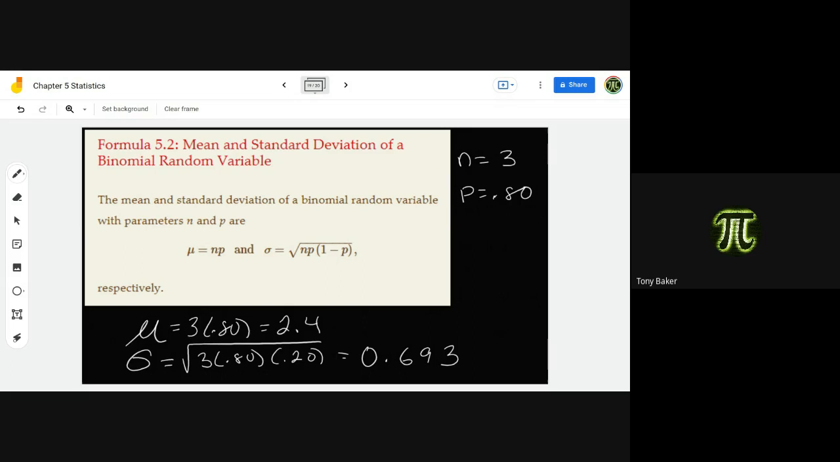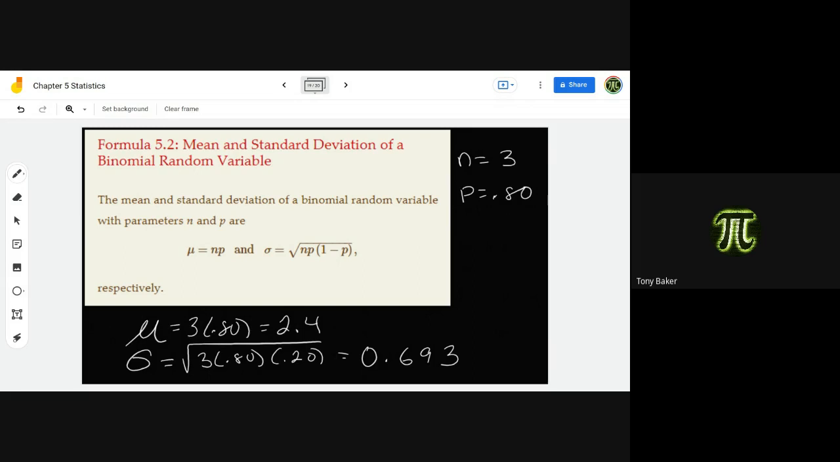Yes, for the bottom. So it's 3 times 0.8 because that's the success. And then I did the 1 minus 0.8, which is 0.2. That's the failure. Remember, those two numbers should always add up to 1. So the 0.8 plus 0.2 equals 1.